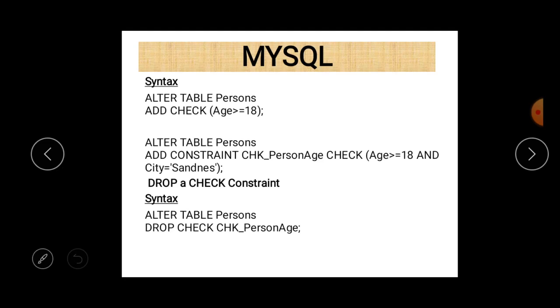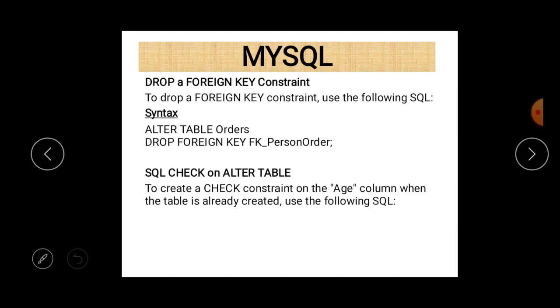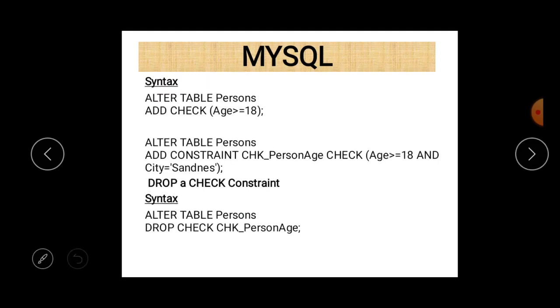And if there is more than one condition, then you can separate them by AND. The next constraint is the check constraint. So a check constraint is basically used to check a particular condition. To create a check constraint on the age column when the table is already created, we use the syntax here. Alter table person add check, and after that the condition, and the condition is age must be greater than or equal to 18. And the second method is by giving the constraint name.